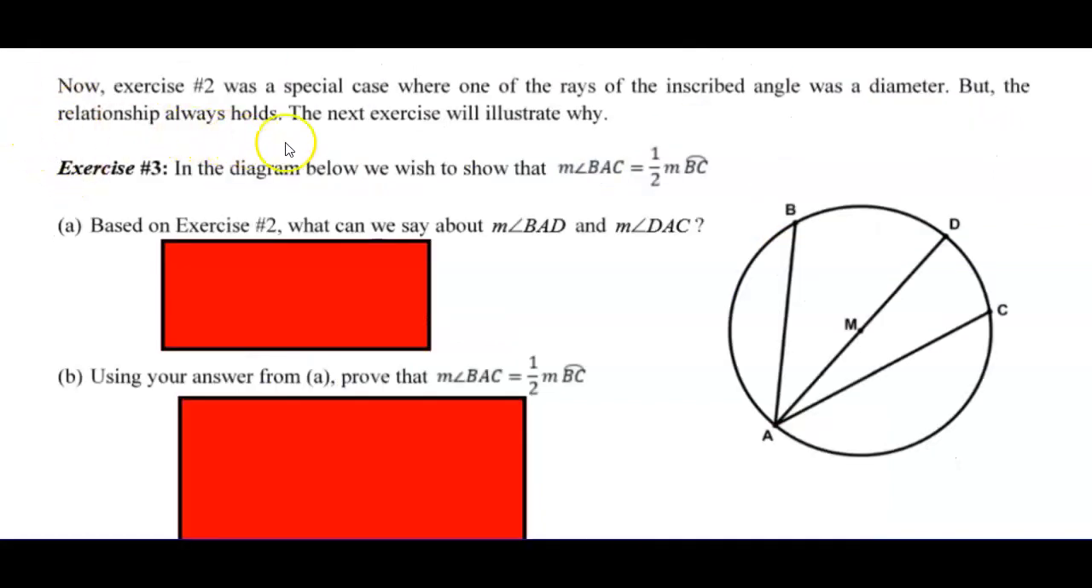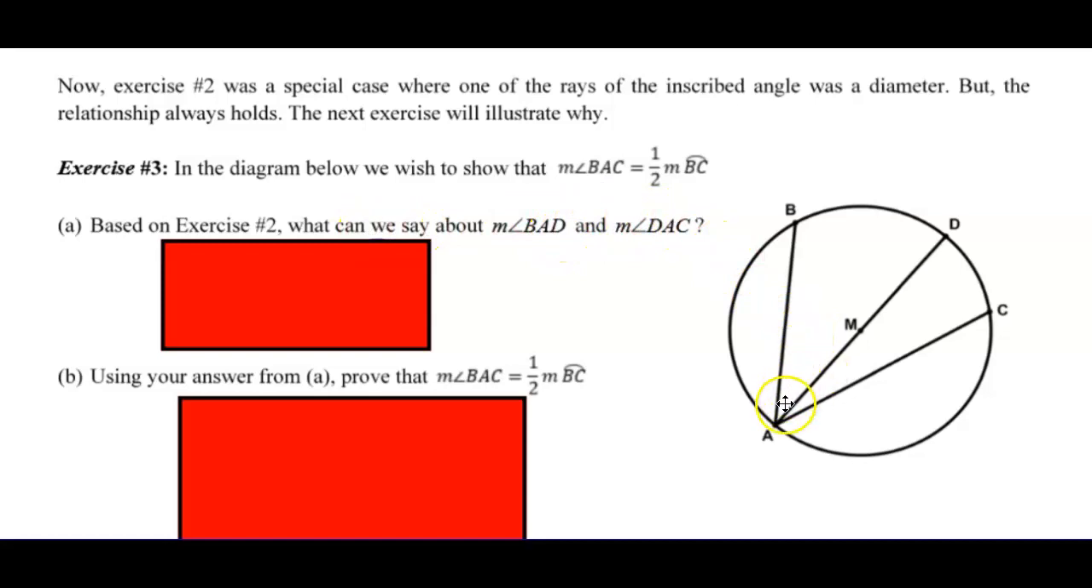All right, so exercise 3, we're trying to show that even if we are not building an angle off of a diameter, that concept still holds true. So arc BC and angle BAC have that 1/2 to 2 relationship. Okay, so based on exercise 2, what can we say about BAD and DAC?